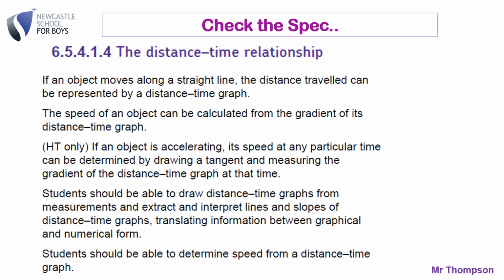The distance-time relationship, if an object moves around a straight line, the distance traveled can be represented by a distance-time graph or displacement-time graph. The speed of an object can be calculated from the gradient. For the higher tier, we'll talk about acceleration by drawing a tangent. And you should be able to draw your own distance-time graphs and also interpret them. And that will be today's assessment. So you'll be able to determine speed from a distance-time graph.